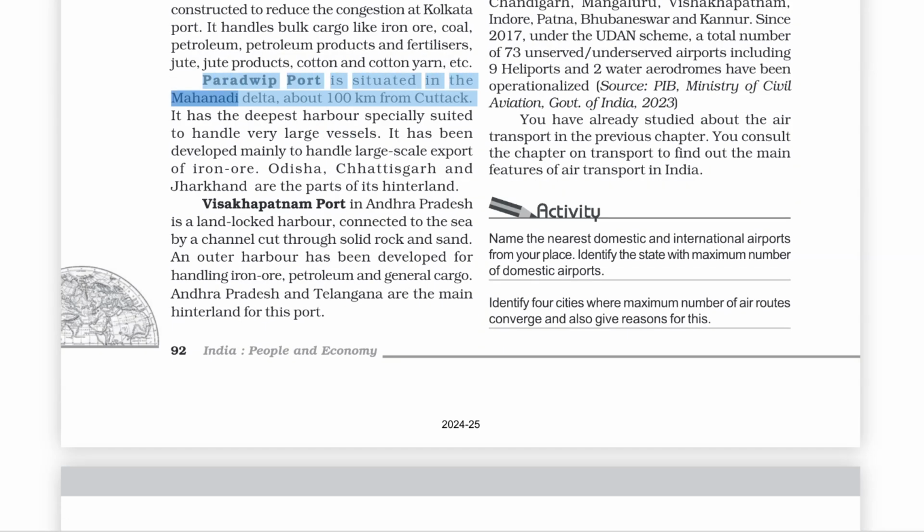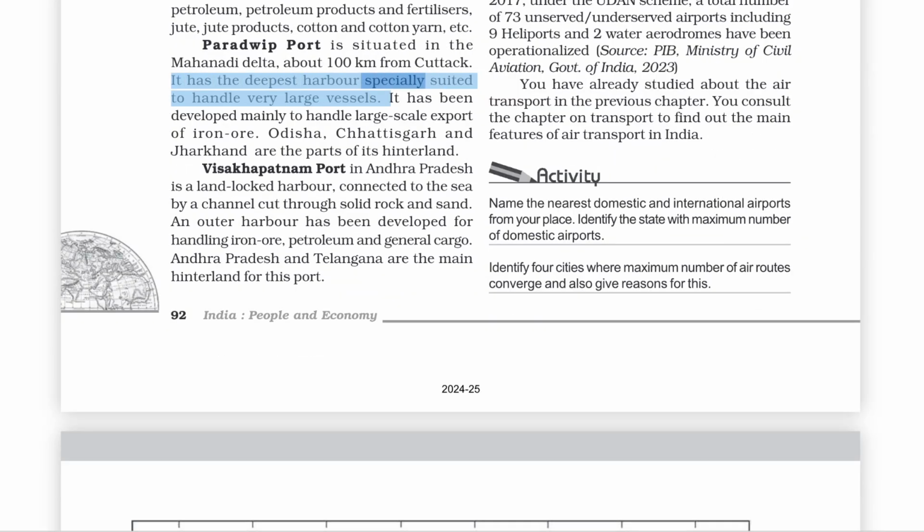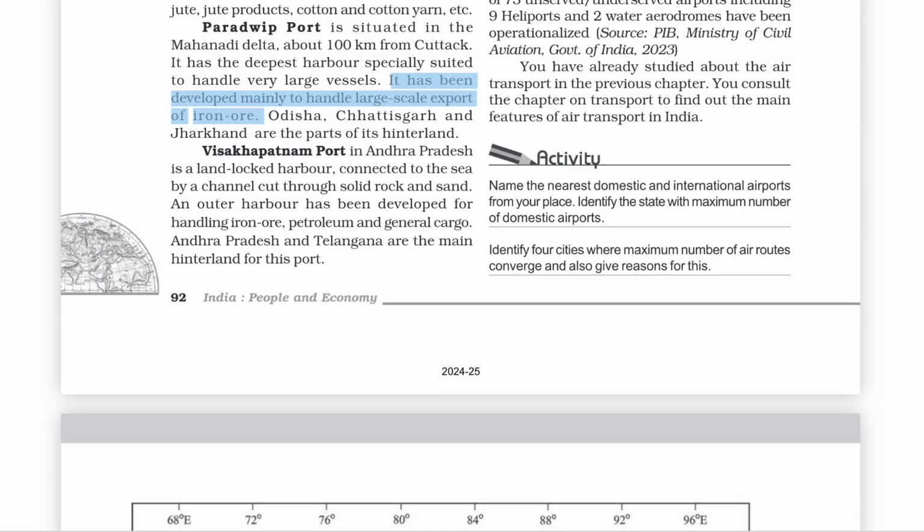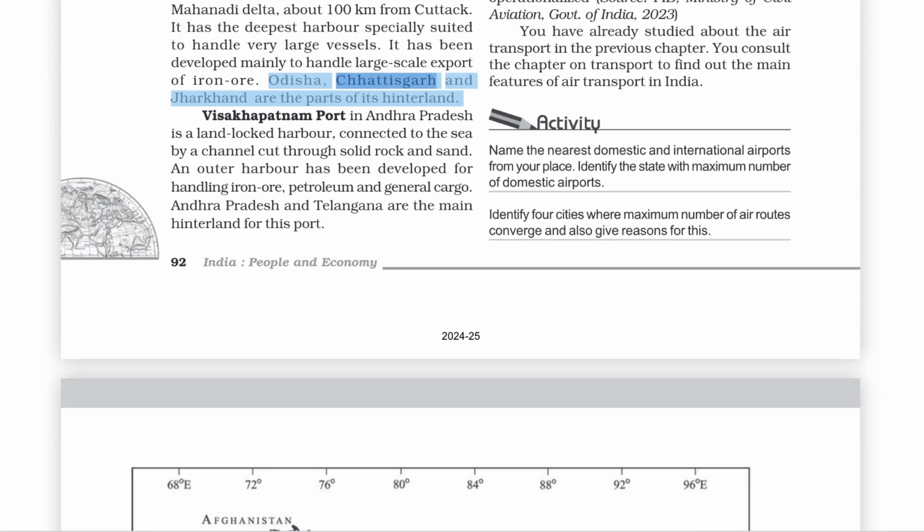Paradwip is situated in the Mahanadi Delta about 100 kilometers from Cuttack. It has the deepest harbor, specially suited to handle very large vessels. It has been developed mainly to handle large-scale export of iron ore. Odisha, Chhattisgarh and Jharkhand are parts of its hinterland.